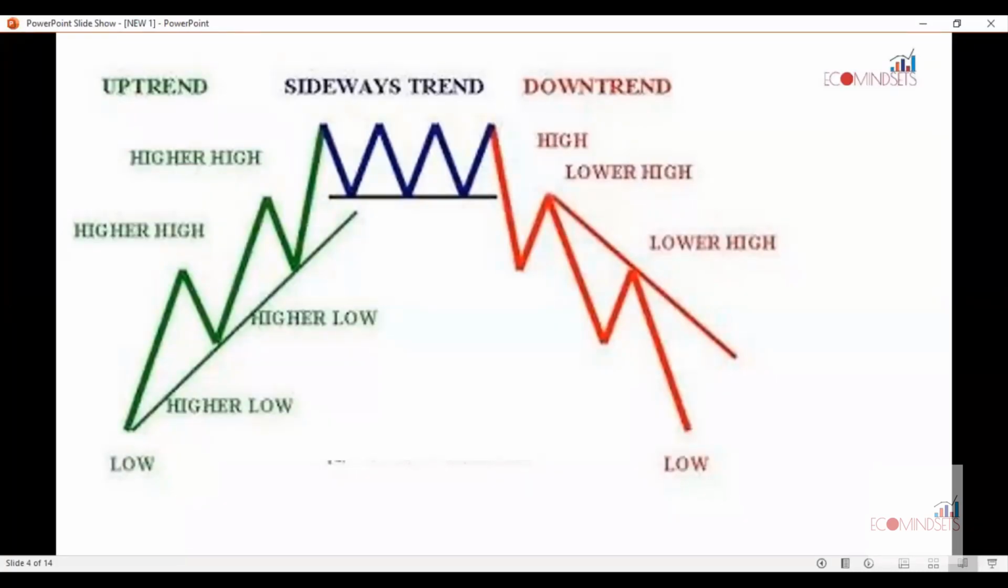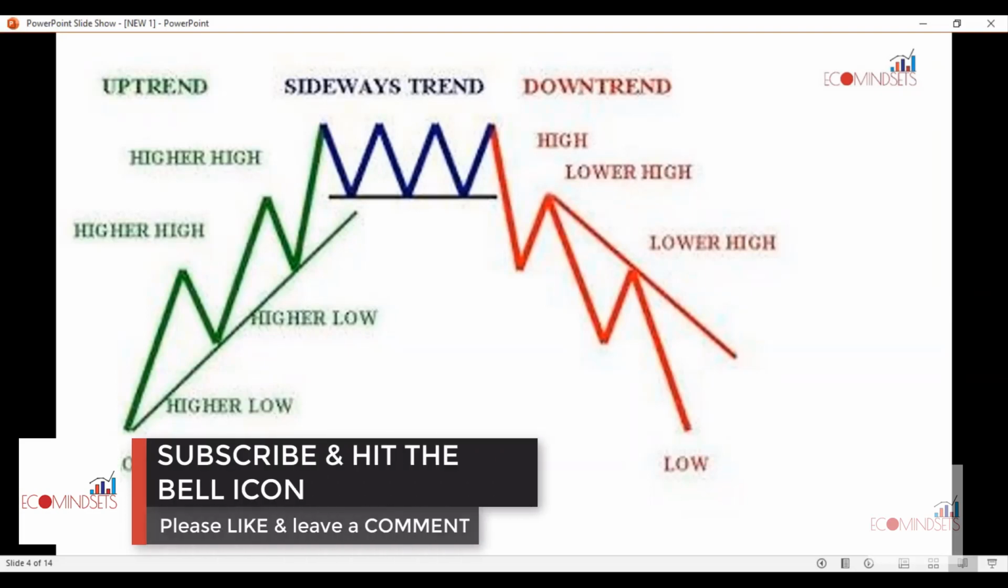Let's look at the first outlook. This is an image, a presentation. On the left you see the uptrend movement in the green color. In the middle you see the sideways trend, and on the right you see a downtrend in the red color. Now, what forms an uptrend? What forms a sideways trend? And what forms a downtrend? These are things you need to know. If you are able to identify these things, then trading a particular trend becomes so easy.